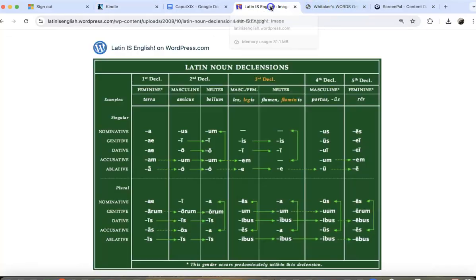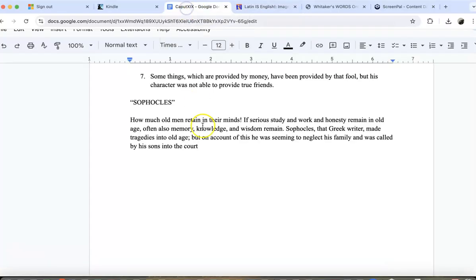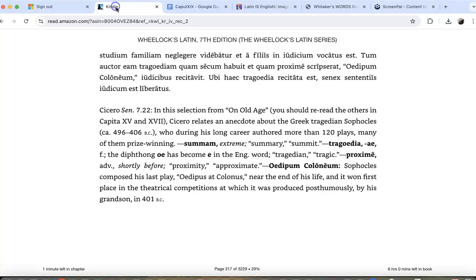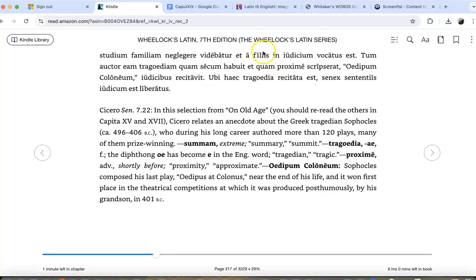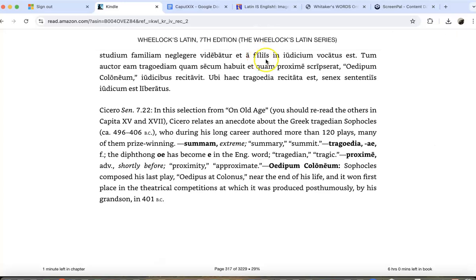Filiis, that is second declension ablative plural. So there's our -is, filiis. Could be by his children too. We're not sure on the context down here. I don't know enough about his biography to know if it's his sons or sons and daughters. So we'll just say by his sons.